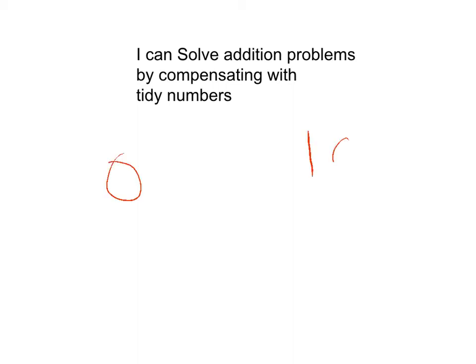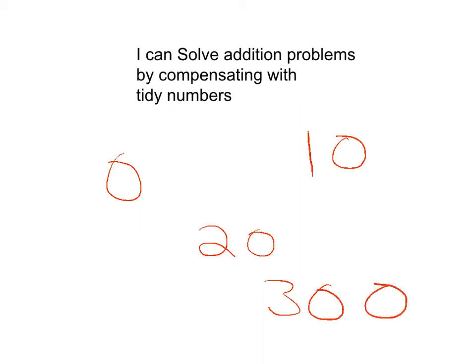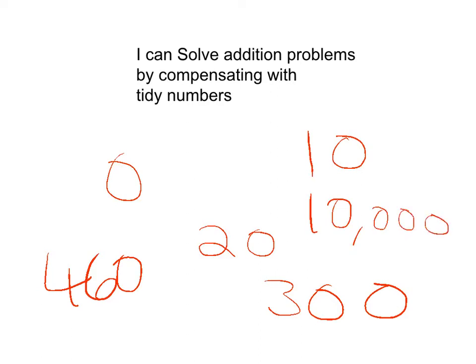So this could be a 10, 20, 300, 460, 10,000. Any of those numbers end in a 0, so that makes them tidy, and they're really good to use because it means we can do more with them and calculate problems much quicker. All compensating means this word here. All that means is that we're going to turn numbers into tidy numbers, and we're going to see how to do that. So let's take a look at some examples.